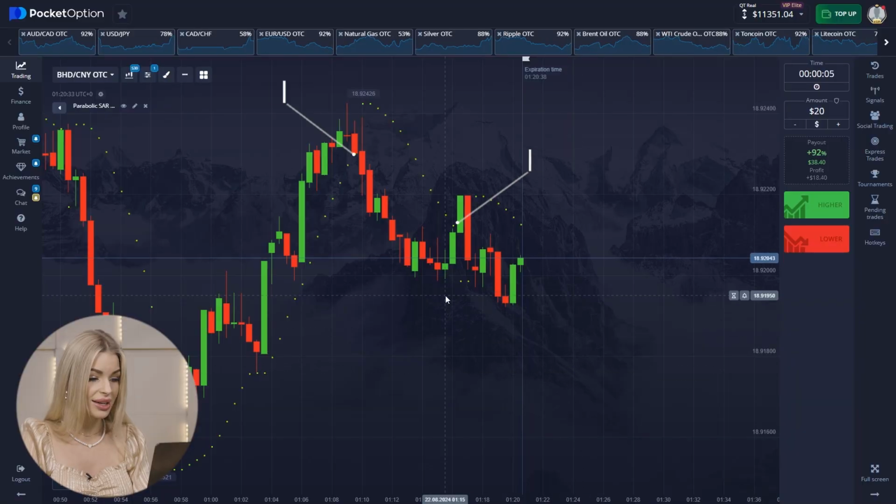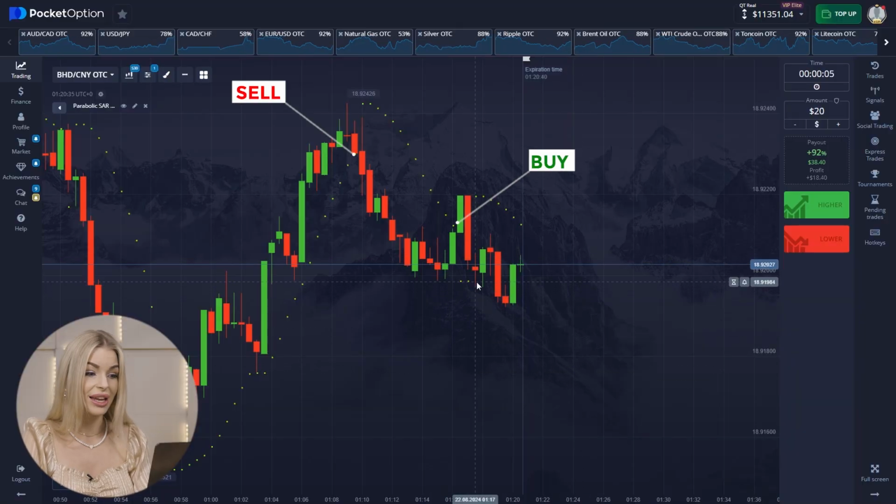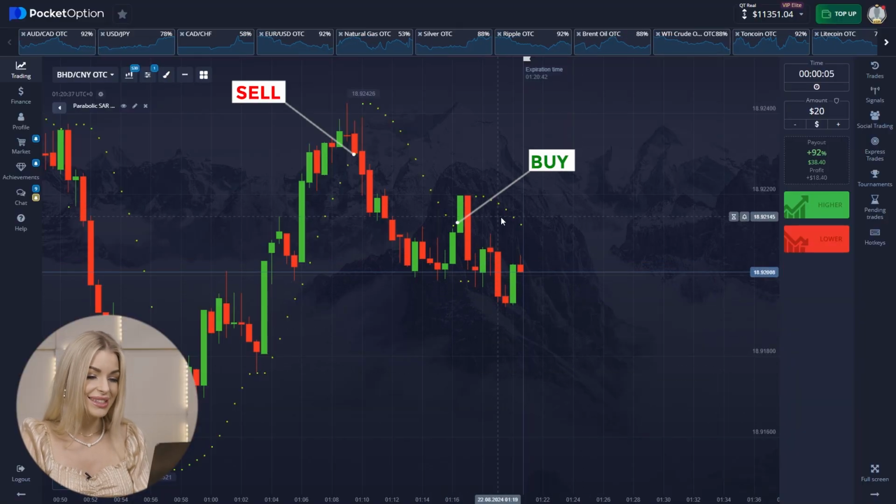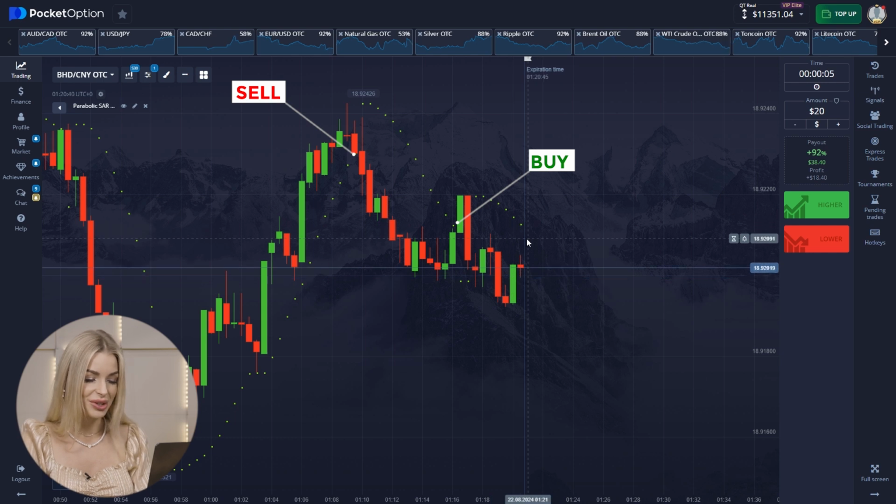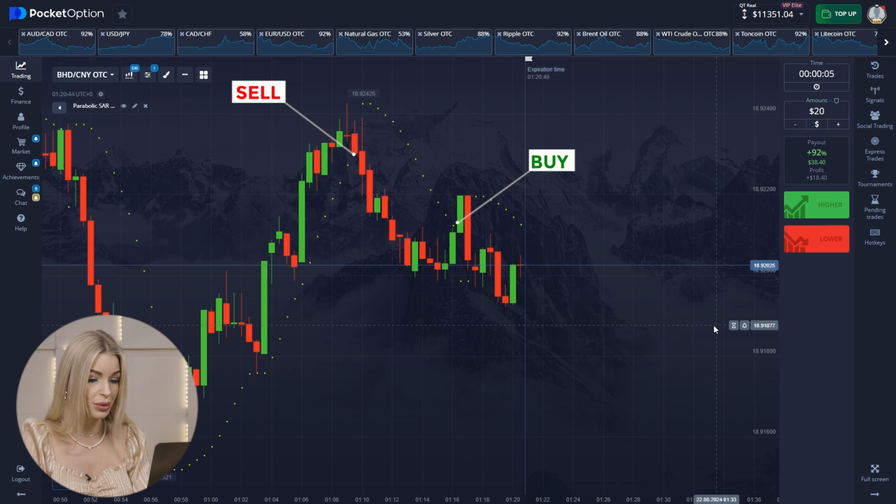Parabolic SAR. I love this indicator so much, it never fails. Just a few dots and the profitability is enormous. You just need to know how to use this indicator correctly. Calculating the trajectory and analyzing the distance between the dots is the basis of working with SAR.